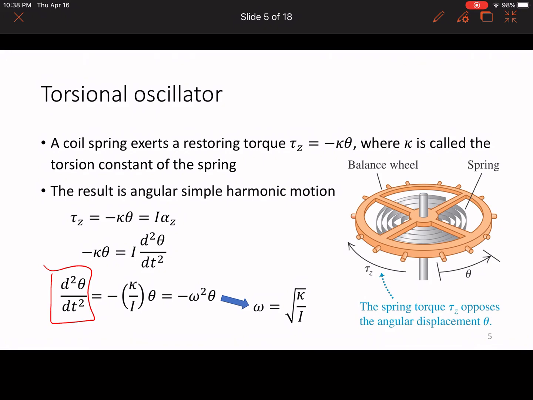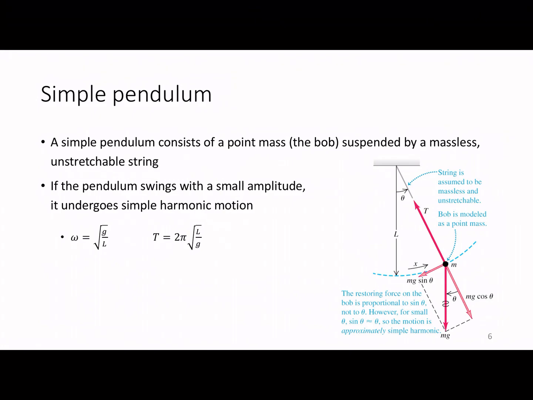And here, if you follow through the math, what you find is that for this torsional oscillator, the angular frequency is the square root of kappa divided by I, where kappa is this torsion constant and I is the moment of inertia of the object that is rotating. All right, so again, this is basically a spring in disguise.